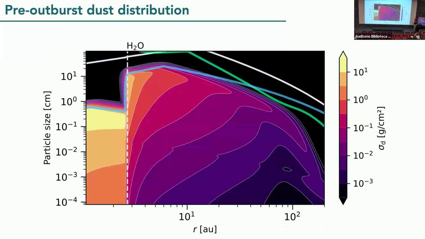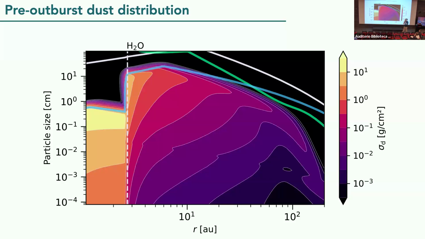Results for you. This is typical DustPy output. This is before the outburst, right? On the x-axis, distance to the star. On the y-axis, particle size from micron to centimeter. At 2 AU, before the outburst, we have this vertical dashed line indicating the water snowline. Inside the snowline, grains are small. Outside, they are big because they're more resistant to fragmentation.